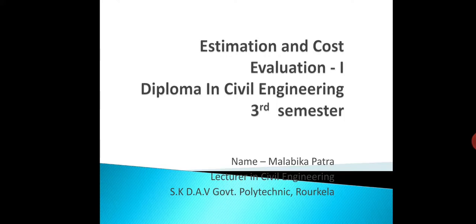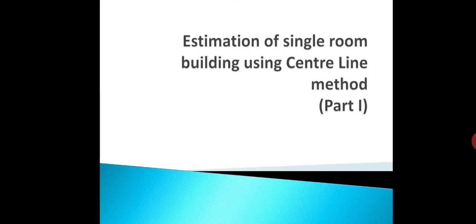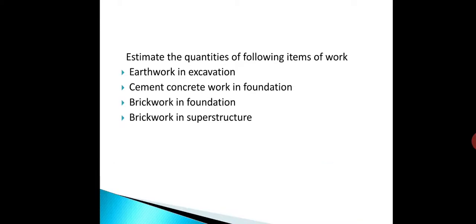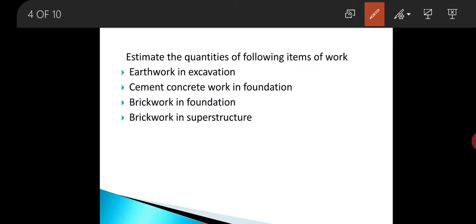Today we are going to estimate different items of work for a single room building using the center line method. So in this estimate we will find out the quantity of the following items of work such as earthwork in excavation, cement concrete work in foundation, brick work in foundation and brick work in superstructure.